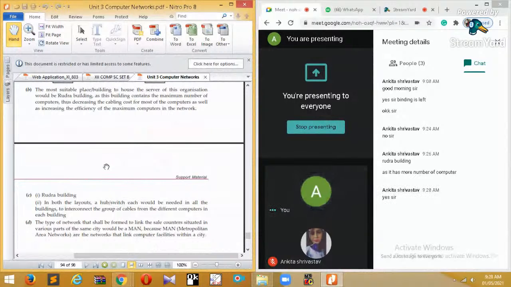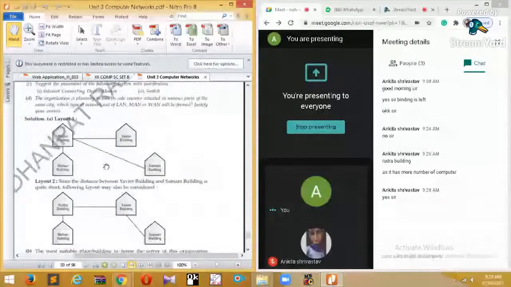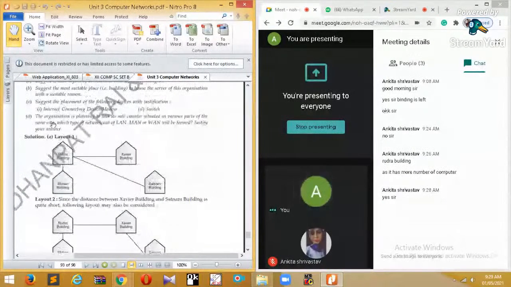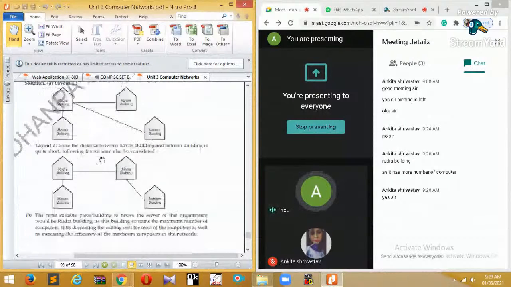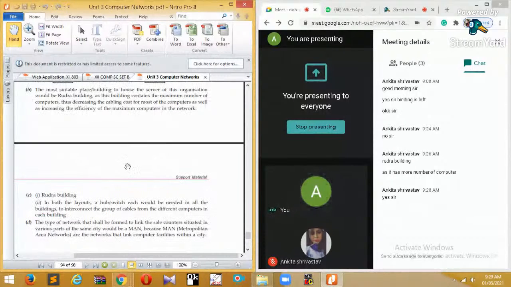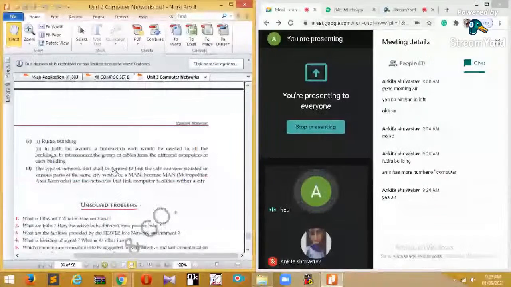Okay. And the last question for this part: the organization is planning to link its sales counters situated in various parts of the same city. Which type of network layout is required, LAN or WAN? Justify your answer. Obviously, within a city, we know it is a metropolitan area network. The type of network that shall be formed to link the sales counters will be a metropolitan area network, or simply MAN.